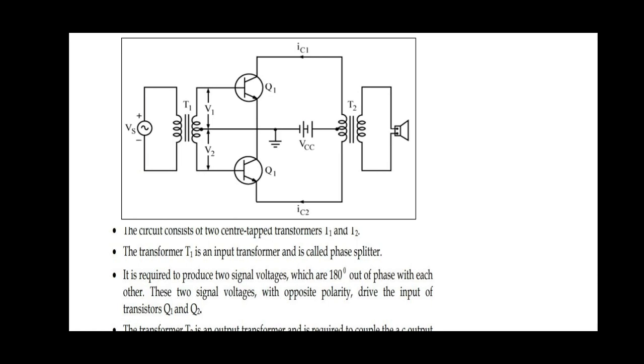Q1 is on during the positive half cycle, and during the negative half cycle Q2 is on. Due to Q1 being on, the current IC1 flows. Due to Q2 being on, that is the lower transistor, IC2 flows in the opposite direction. So the total current is IC1 plus IC2.